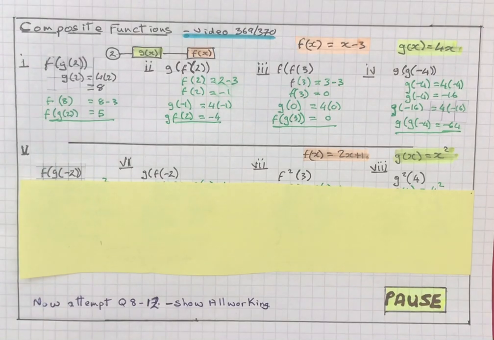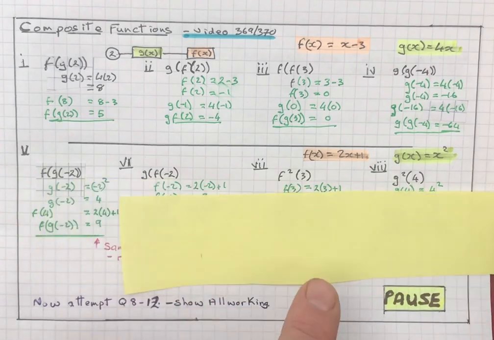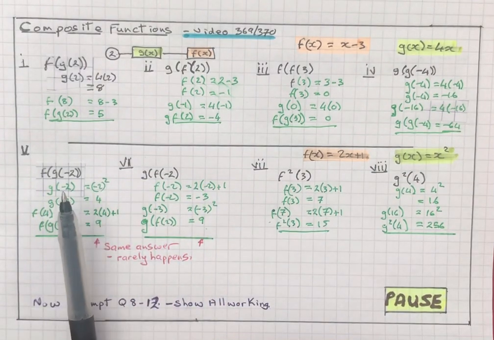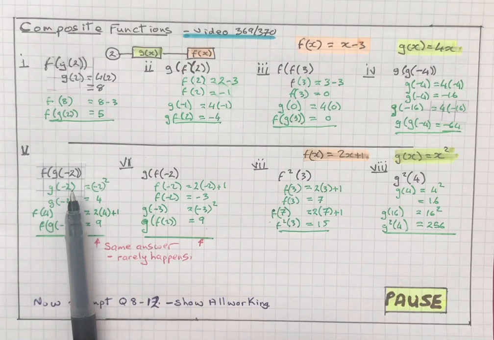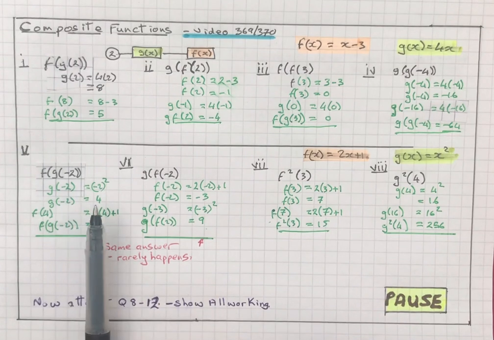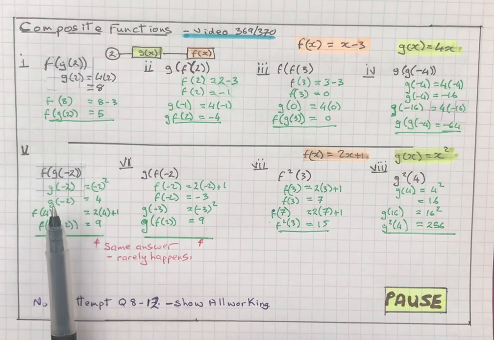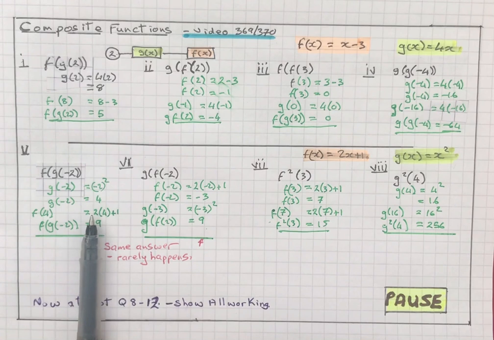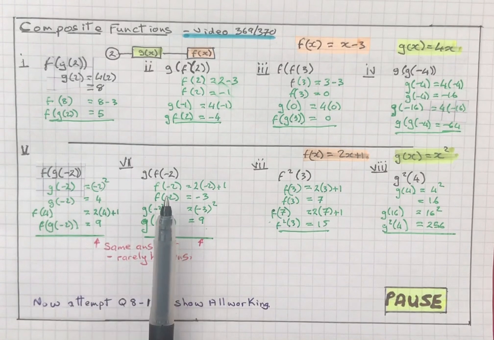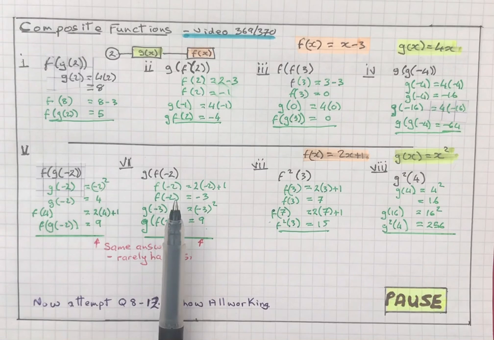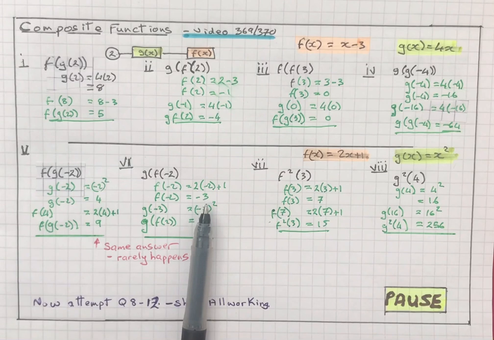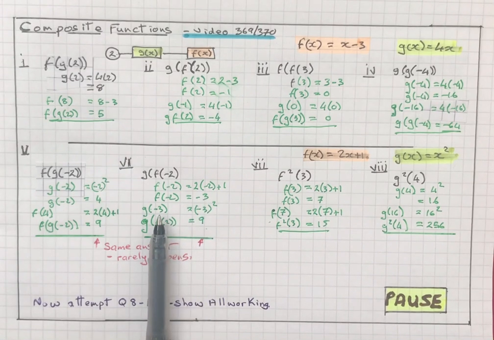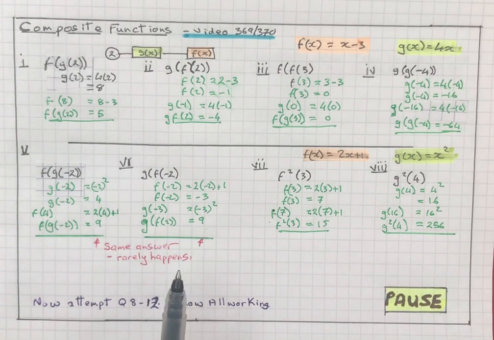And in 3, 2, 1. Okay, this time round, I put in minus 2 and do g, minus 2 squared becomes plus 4. So I put 4 into f of x, so that f of 4 is 2 times 4 plus 1 gives me 9. Here, if I put in minus 2, f of minus 2 is 2 times minus 2, which is minus 4, plus 1, which gives me minus 3. If I put minus 3 in, the function g of minus 3 squared also gives me 9.